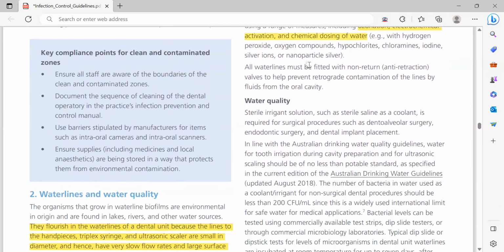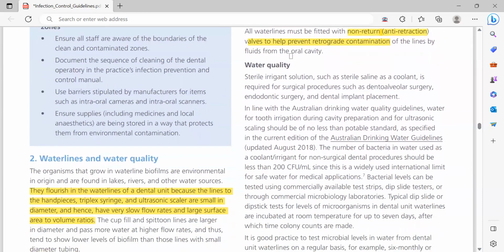All water lines must be fitted with a non-return or anti-retraction valve to help prevent retrograde contamination, which means stopping contamination from the patient's mouth going towards the water supply. Your water line should be fitted with non-return valves. Okay, it is very important.